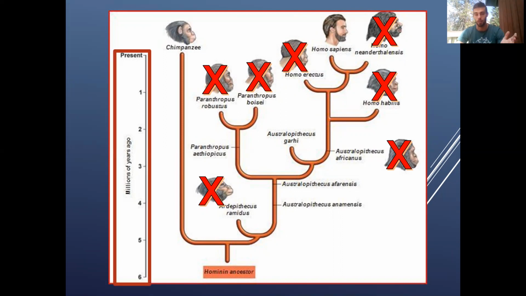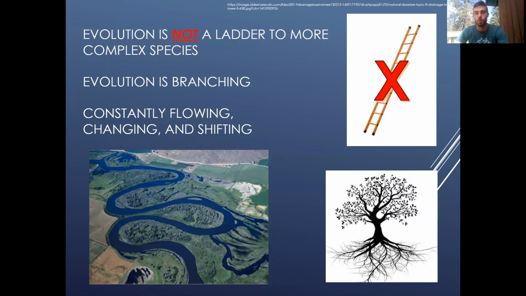from a very, very long time ago, because this is happening on the scale of millions and millions of years. So it's really important to think about evolution not as a ladder to more complex species, but more of a branching mechanism. It's constantly flowing and changing and shifting like a river.